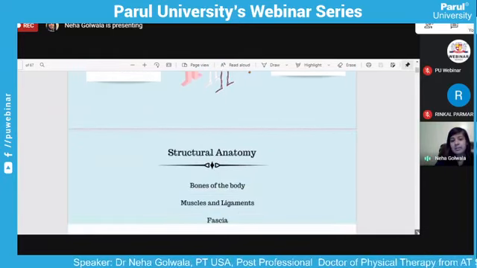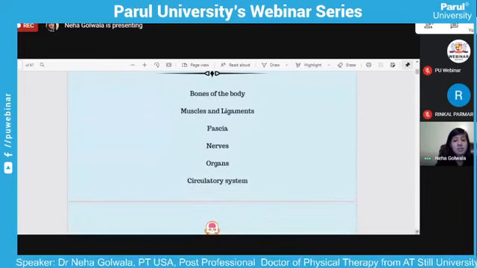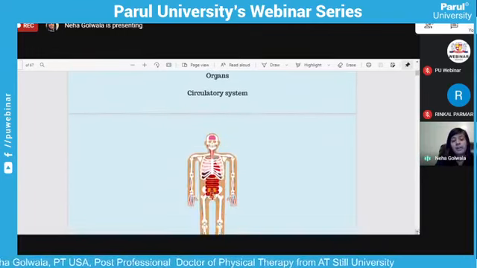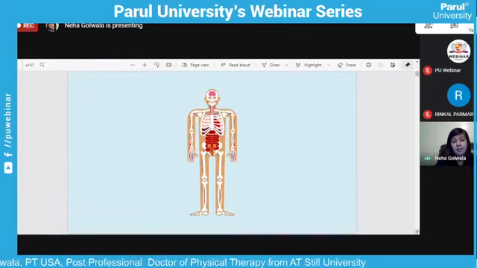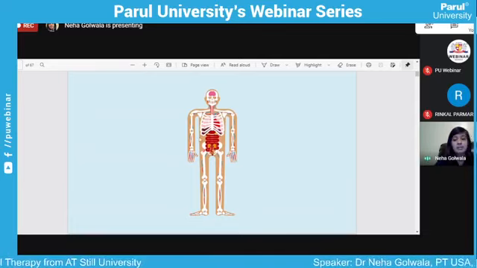So I'm going to start with structural anatomy first, which includes the bones, muscles, fascia, nerves, organs, and circulatory system. If I consider all of them together, as you can see all the bones, then you can see all the organs. I'm considering pelvic organs, so they are the intestine, our kidneys, bladder, and also some reproductive organs. And then you can see the circulatory system and some nerves here.